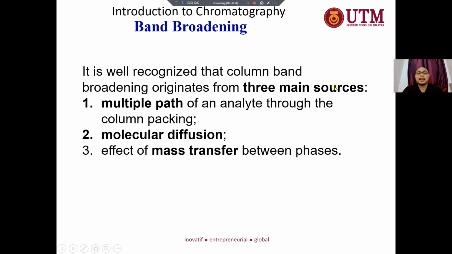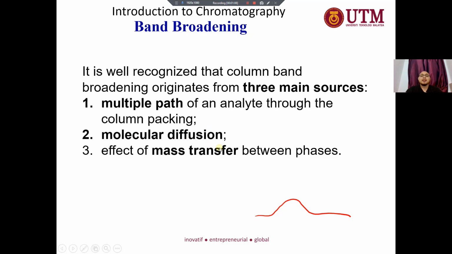Okay, other than peak asymmetry, another problem that is always encountered during chromatography analysis is band broadening. It means that the band is too broad. It is well recognized that column band broadening originates from three main sources: multiple paths of an analyte through the column packing, molecular diffusion, or the effect of mass transfer.